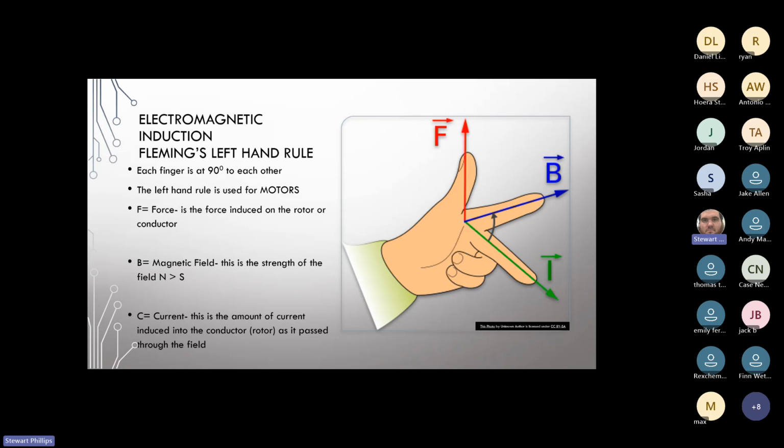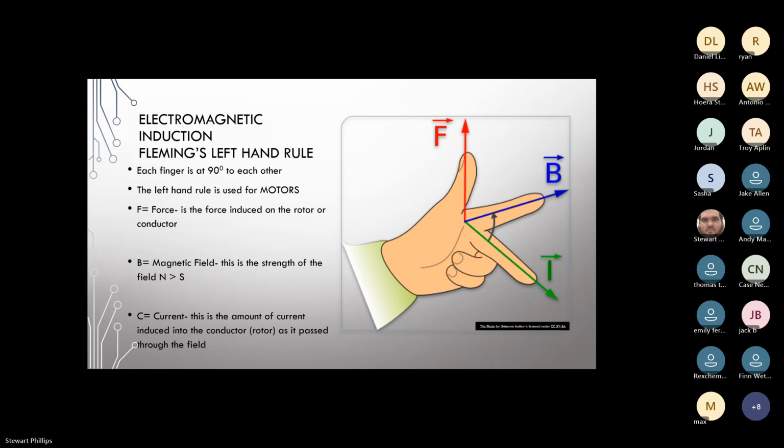Force is your thumb. It is the force induced on the rotor or conductor. B is the magnetic field. This is the strength of the field. C is the current. This is the amount of current induced in the conductor or rotor as it passes through the field. So we use our finger to point from north to south.